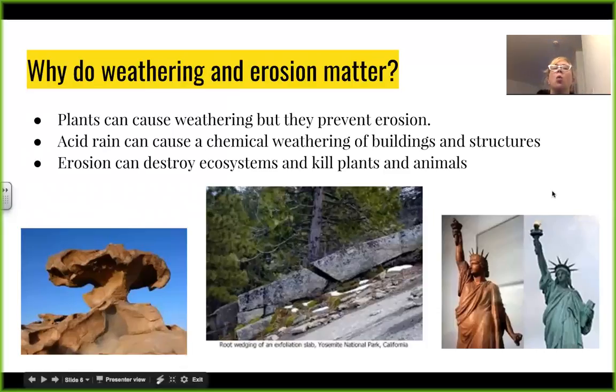So why do weathering and erosion matter? Here's why, I will tell you. I really want to be able to see my face. I don't know how to do that. I guess I'll go back to this.